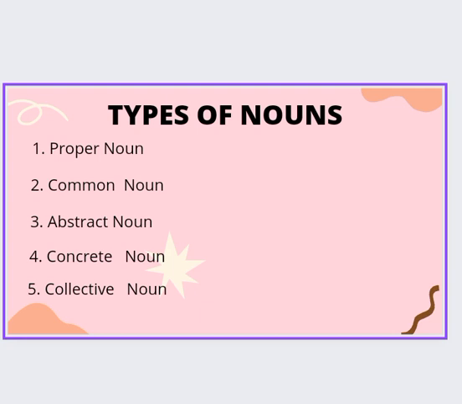So, the types of nouns: 1. Proper noun, 2. Common noun, 3. Abstract noun, 4. Concrete noun, 5. Collective noun. So let's start off with the proper noun. We'll take them one by one for you to understand. So let's go.